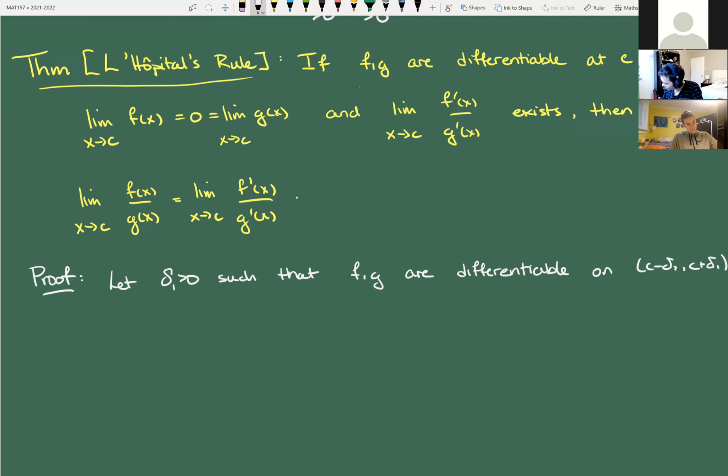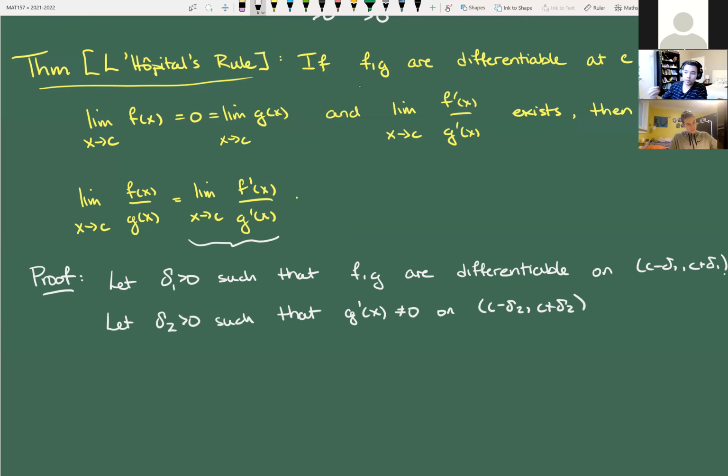Okay. And then the other thing that we're also going to use is that we really want g prime to not be 0 as well, right? The fact that this limit exists means that g prime of x must not be 0 in some neighborhood near c. So let delta 2 be such that g prime of x is not equal to 0 on (c minus delta 2, c plus delta 2). And then I'm just going to take the min of them so that I can guarantee both of these things are true.